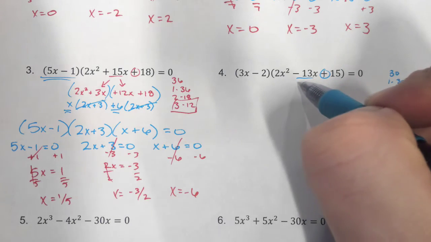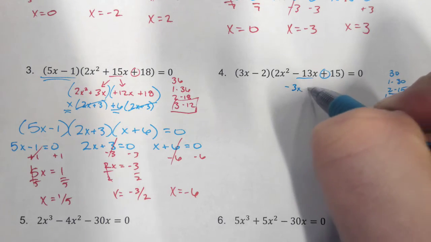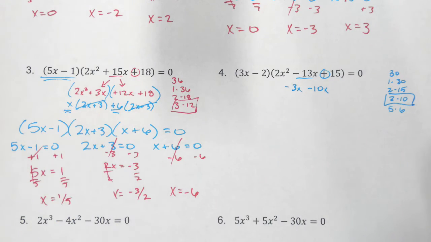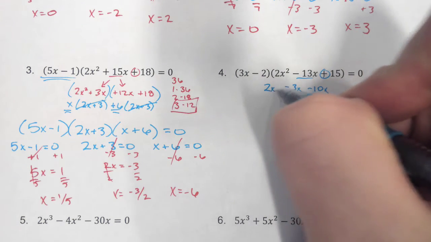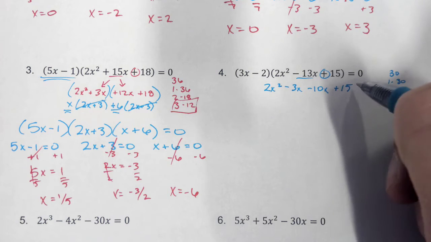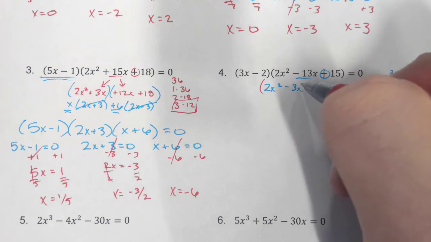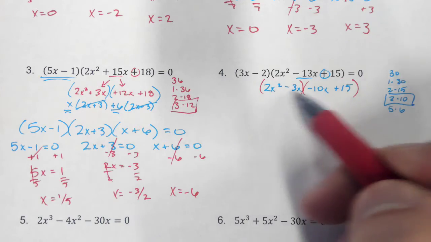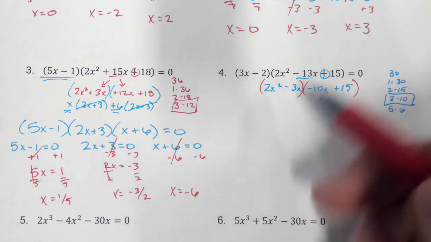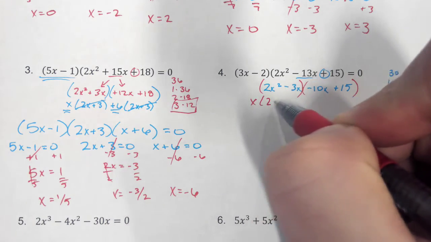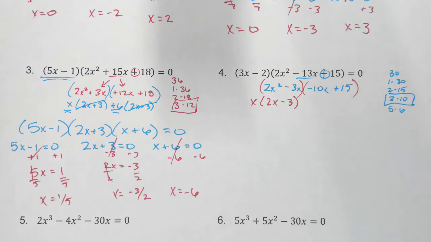So we're going to break down negative 13x into a negative 3x and negative 10x. That is still the same as negative 13x. The other two terms get rewritten. And we did that to group them together. So group the first two and the second two. Again, there's an x in common there. If you were to divide by x, that leaves you with 2x minus 3.